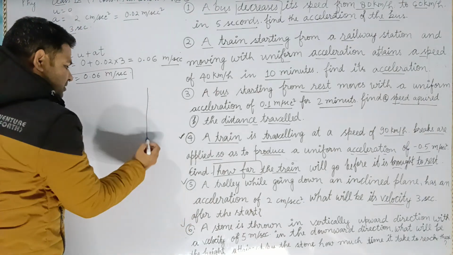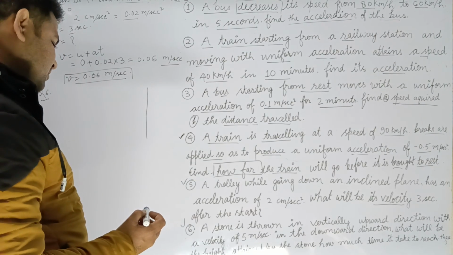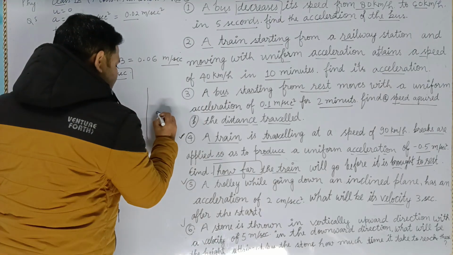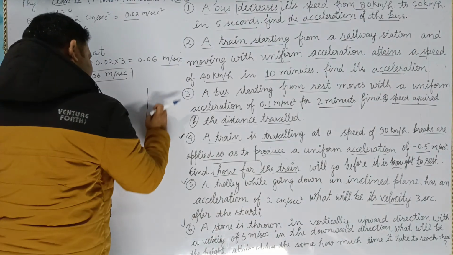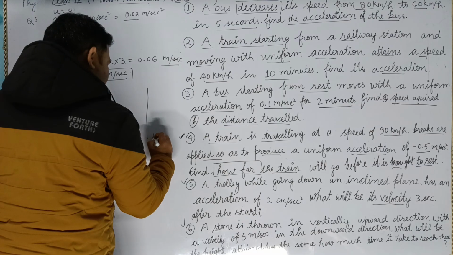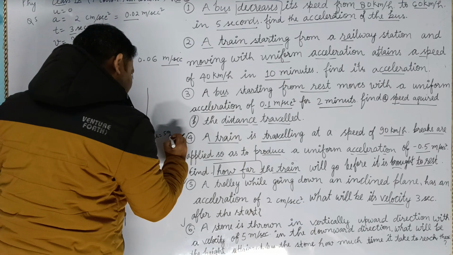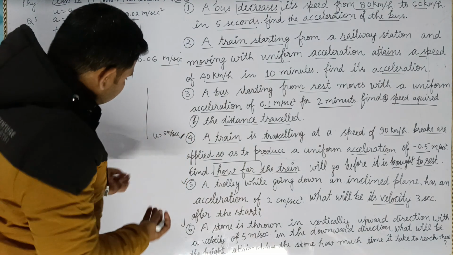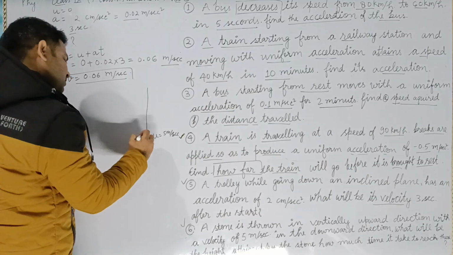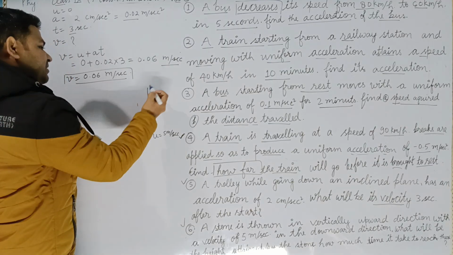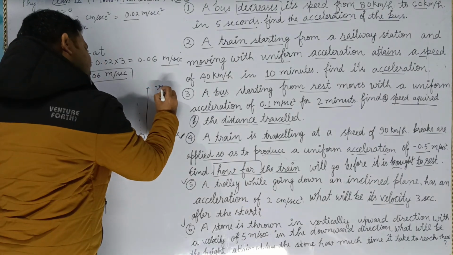In this question, a stone is thrown in the vertically upward direction with the velocity of 5 meter per second. Initial velocity is given. U is equal to 5 meter per second, because the stone is thrown in the upward direction and it moves. When it is at the peak point, the final velocity will be 0.